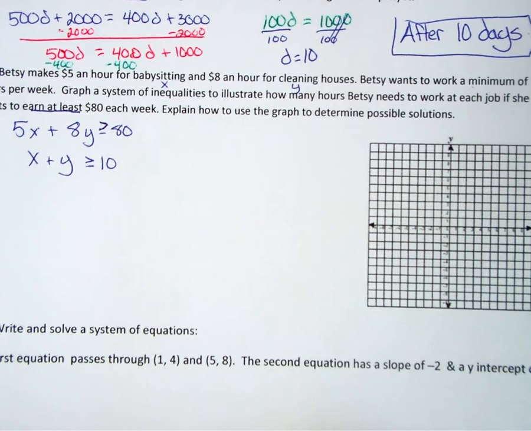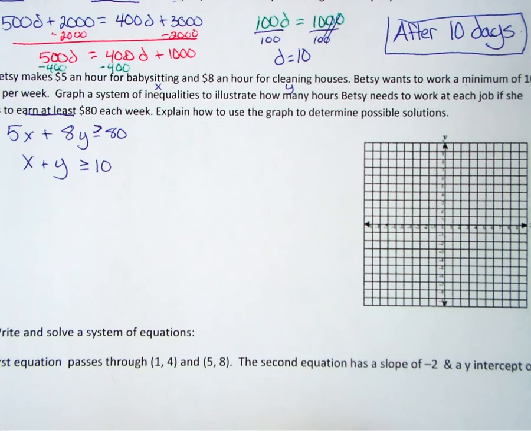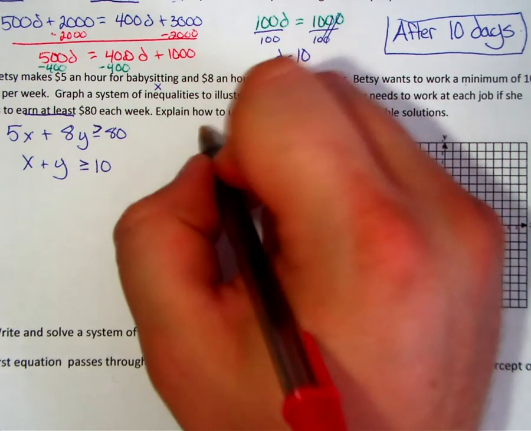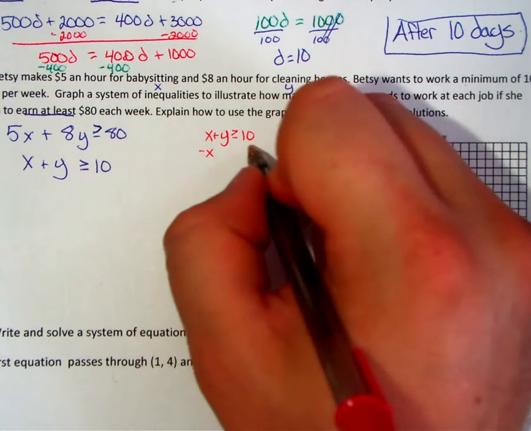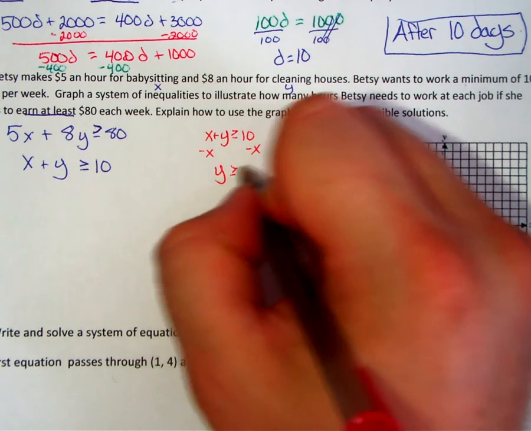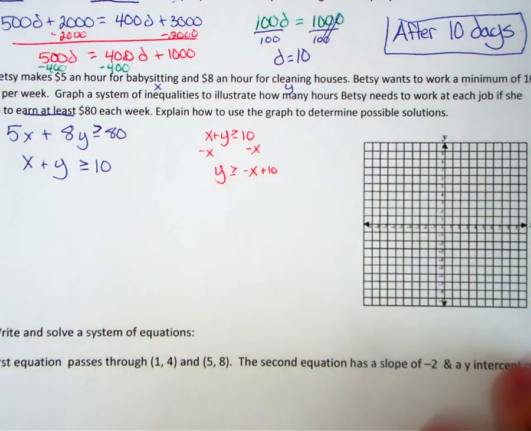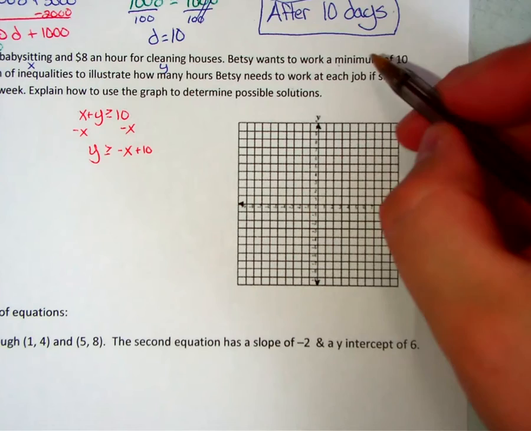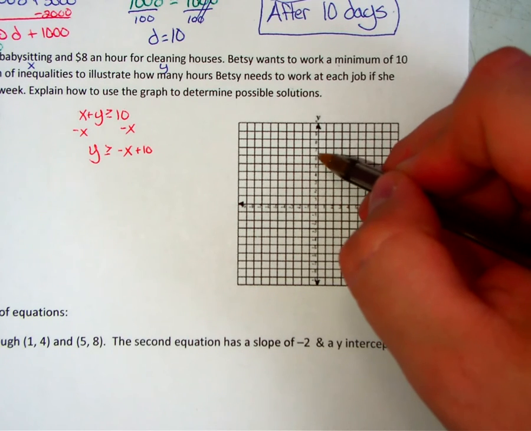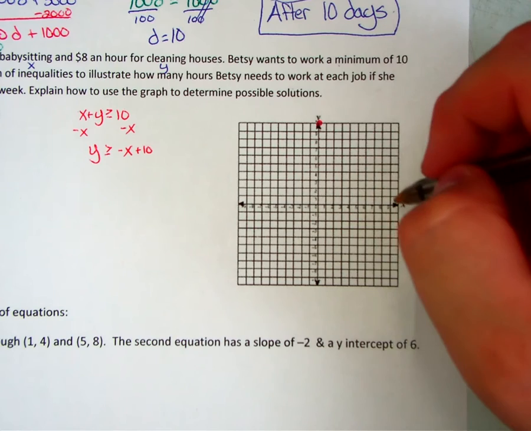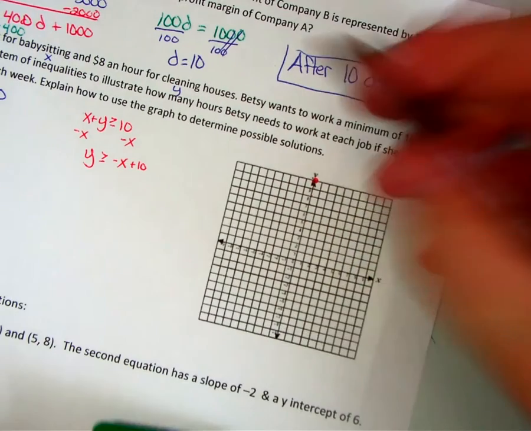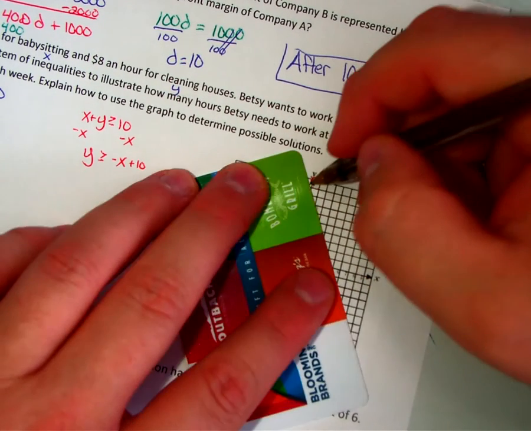All right, since we're graphing, let's go ahead and write these into slope-intercept form just to make things a little bit easier. X + Y is greater than or equal to 10, so subtract X from both sides. Y is greater than or equal to negative X + 10. Let's get that on our graph. 1, 2, 3, 4, 5, 6, 7, 8, 9, 10. Negative X means it's going down 1 over 1. Should hit every intersecting corner.